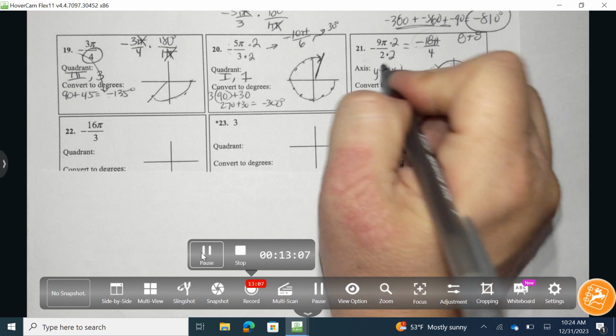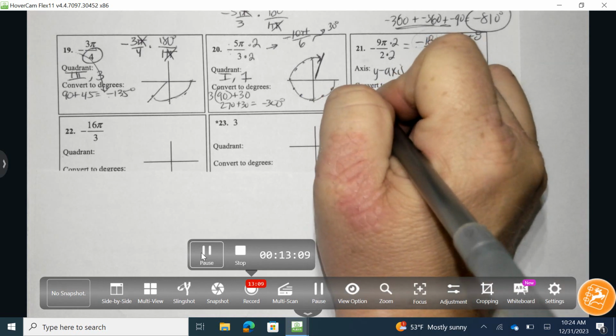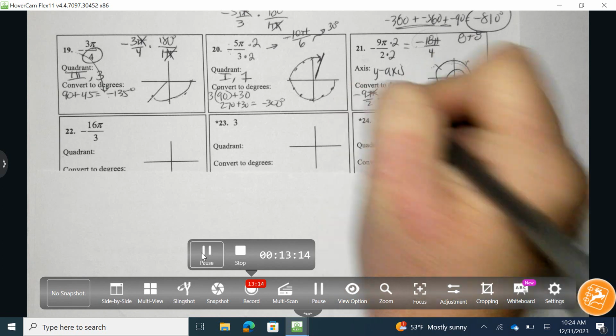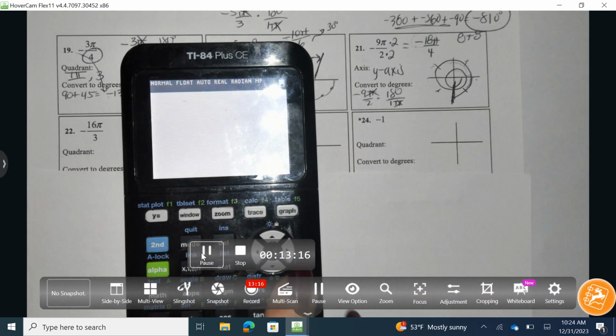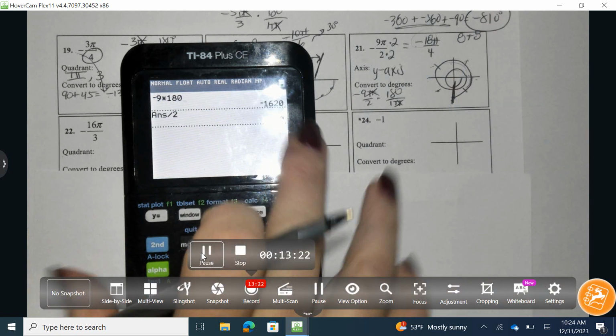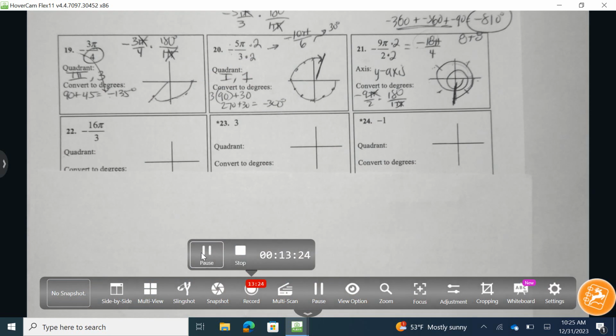Is there another way we can do that? For those that prefer to do negative 9 pi over 2 times 180 over 1 pi. Let's take negative 9 times 180 and then divide it by 2. I get the exact same answer. You can't see it, but there it is.